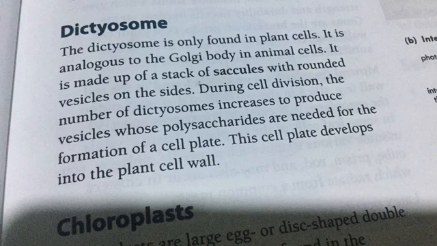Dictyosomes. The dictyosome is only found in plant cells. It is analogous to the Golgi bodies in animal cells. This means it performs the same role as the Golgi body performs in animal cells. It is made up of a stack of vacuoles with rounded vesicles on the sides. During cell division, the number of dictyosomes increases to produce vesicles whose polysaccharides are needed for the formation of cell plates. This plate develops into the plant cell wall.